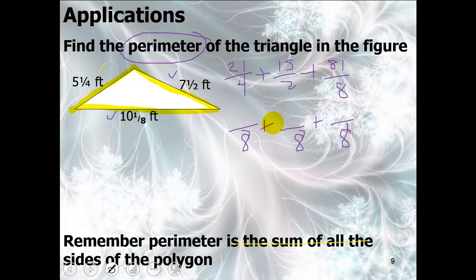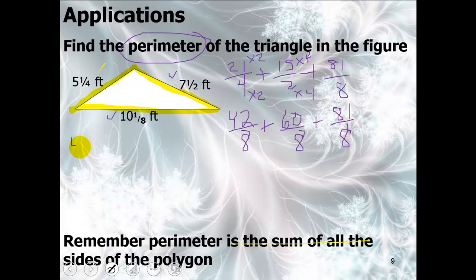What do I have to multiply 4 by to make it 8? Well, that's 2. So that means I have to multiply 21 times 2. So that gives me 42/8. What do I have to multiply 2 by to equal 8? Well, that's 4. So that means I have to multiply 15 by 4, and that gives me 60. And then 81 just stays the same because I haven't changed that denominator at all.